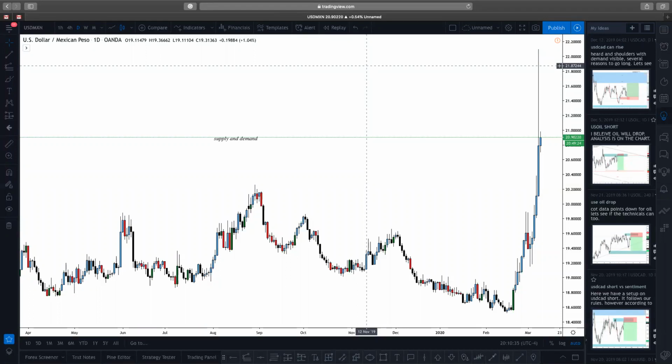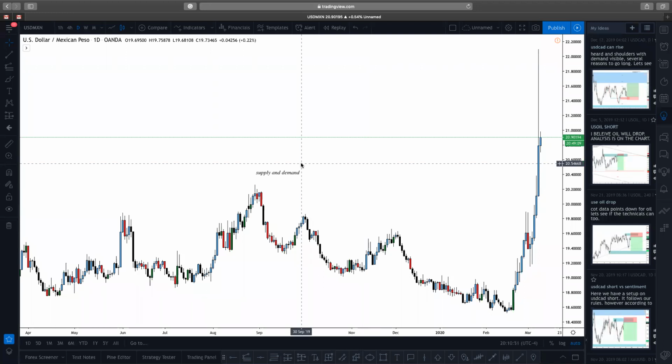So one of the confluences we're gonna go over today is the removal of another zone, right? So supply and demand zones could be validated by a couple of different scenarios, right? One of the methods we use to identify or to confirm a supply and demand zone is that basically that zone has to remove another zone, right? So what I mean by that, right?